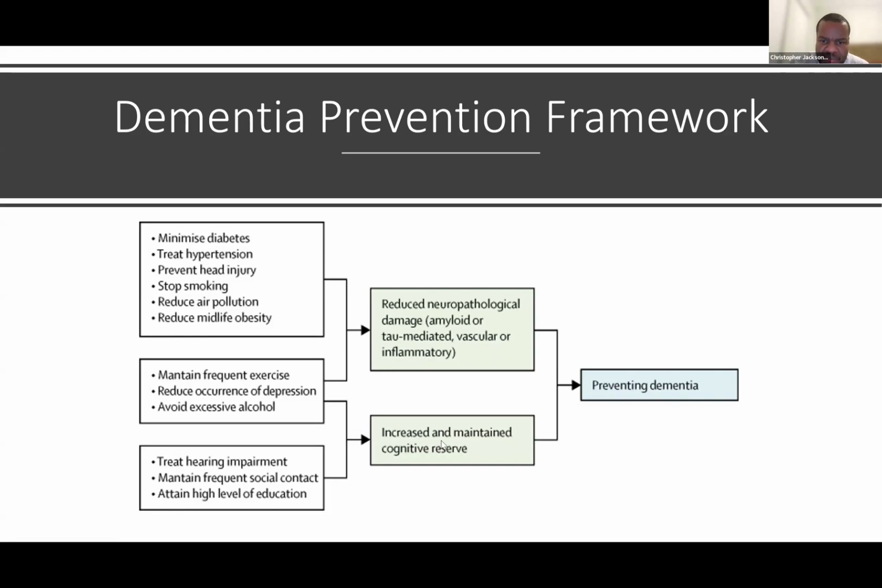Why? Because these things impact your cognitive reserve. Treating diabetes, hypertension, and not smoking reduces this neuropathological damage. All of those things feed together into preventing dementia. And so, while I can't say that there is a one size fits all, I do think it's worth considering the impacts of these different things for your patients, and therefore determining what that dementia prevention framework would be that would work best for them and their needs.